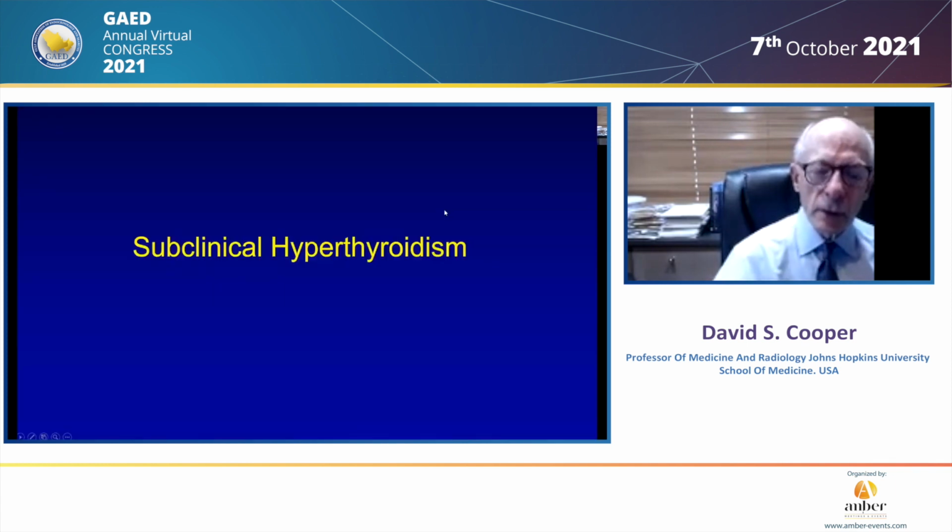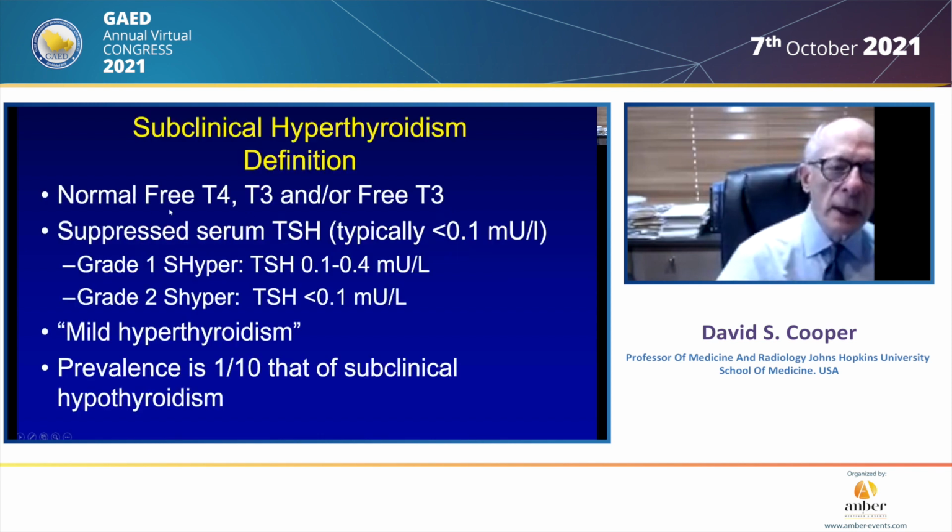Now let's move on to talk about subclinical hyperthyroidism. So the definition is just the opposite of hypothyroidism, so a normal T4 and T3, but a low TSH, typically less than 0.1. And people have divided this into grade 1 subclinical hyperthyroidism, where the TSH is just slightly low, between 0.1 and 0.4, or a TSH less than 0.1, which would be more severe, or grade 2.